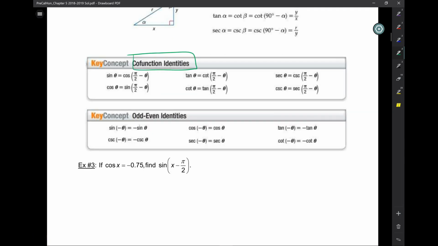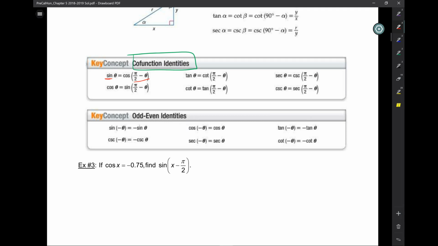So a few things to be careful for when it comes to these. In general, with these cofunction identities, sine is defined as cosine of pi over 2 minus theta. You see how it's the complement, right? Exactly. And now you know why sine of 45, cosine of 45, tangent of 45, cotangent of 45, they're the same, because they're the complements of each other. You see that?